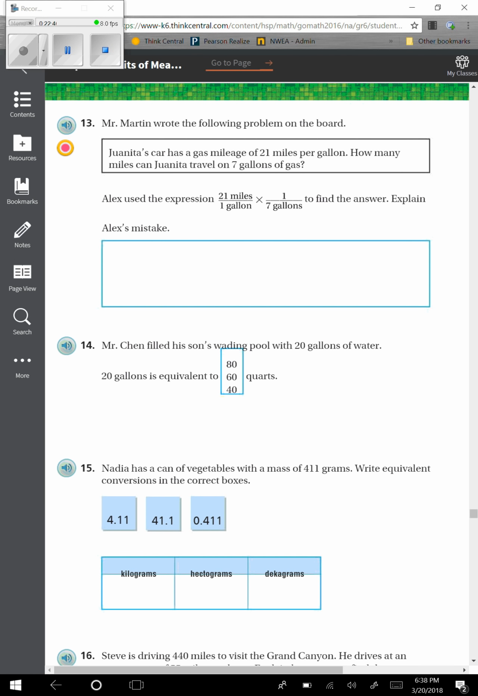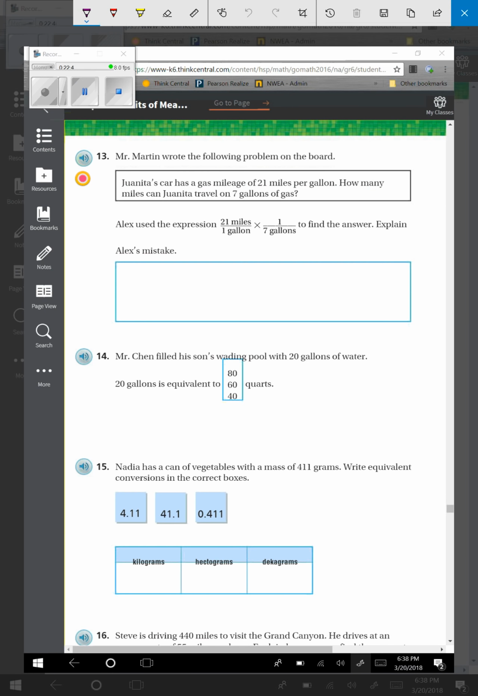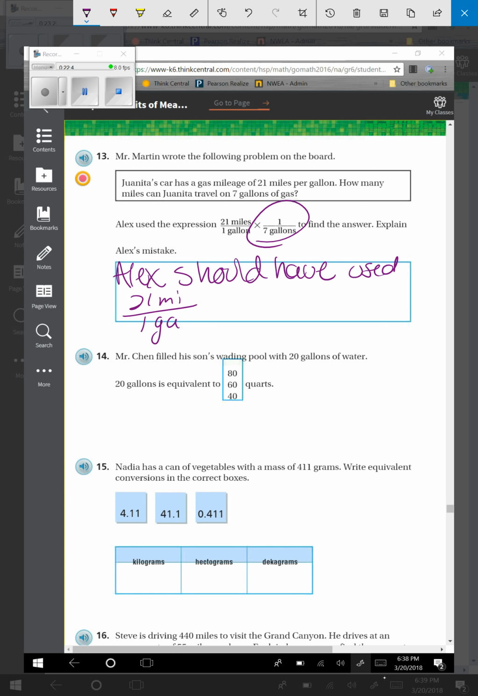Number 13. Mr. Martin wrote the following problem on the board. Juanita's car has a gas mileage of 21 miles per gallon. How many miles can Juanita travel on 7 gallons of gas? Alex used the expression 21 miles over 1 gallon times 1 over 7 gallons to find the answer. Explain Alex's mistake. Okay, Alex's mistake is right here. He should have used 21 miles over 1 gallon times 7 gallons over 1.